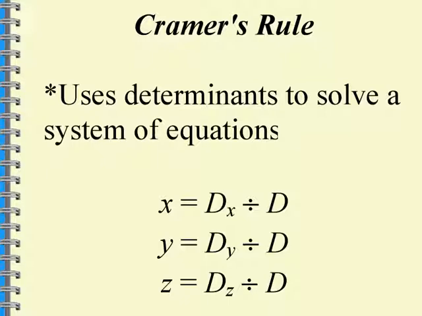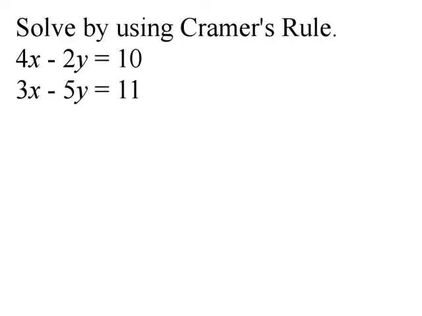Okay. So let's go ahead and look at an example here. It says solve by using Cramer's rule. And so we have a system of two equations and two variables. So in this problem, we're going to have a d, a dx, and a dy. We won't have a dz because there's not a z variable.